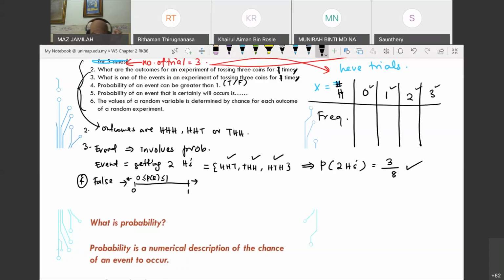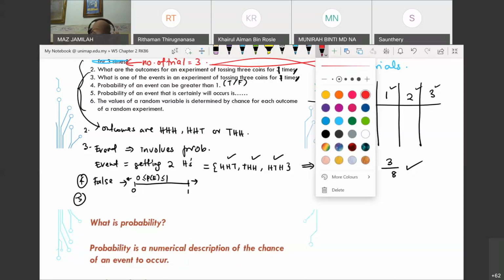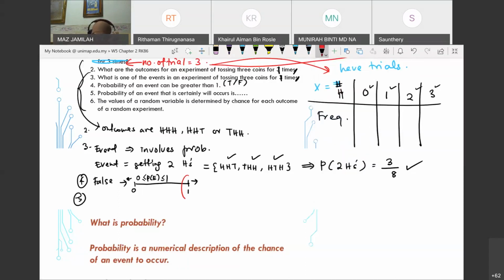Now, number 5. Probability of an event that will certainly occur. If you look here, probability 1 and probability 0, what does that mean? If an event has a probability of 0, it means that the event is impossible to occur.